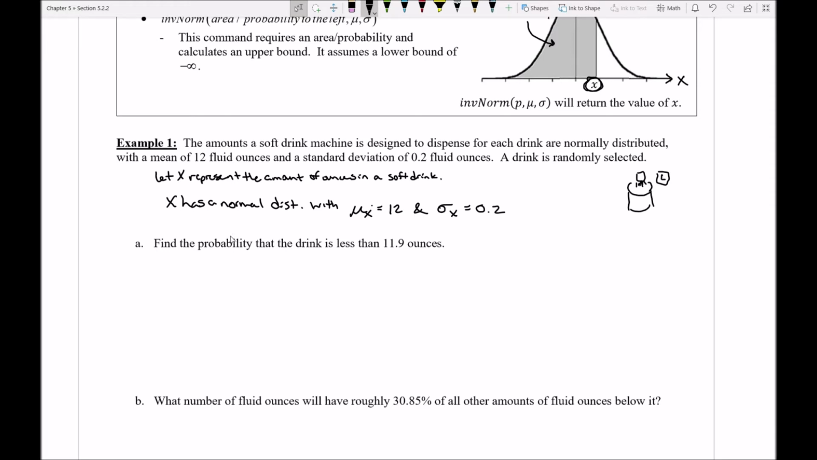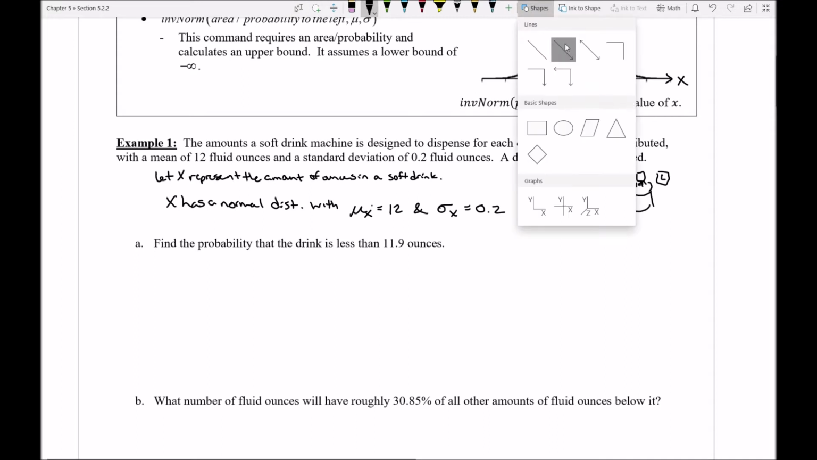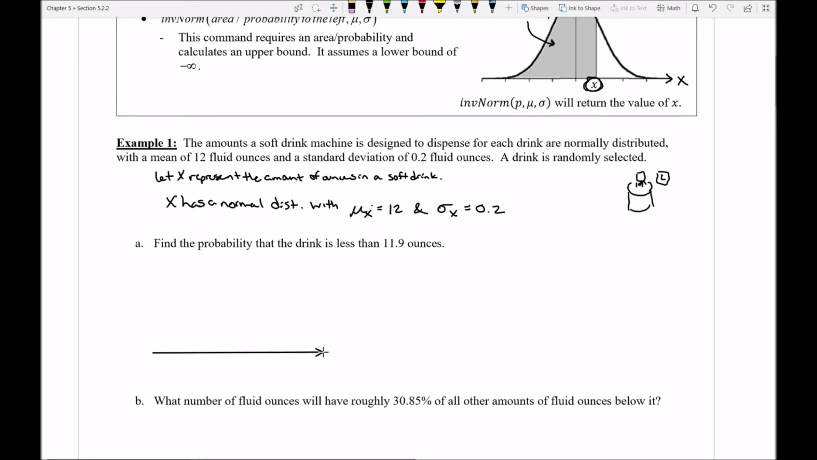Well, let's take a look now at part A. Could I now find the probability that the drink is going to have less than 11.9 ounces in it? Okay, so I have some ways to think about this, and we saw in the last section that it was very helpful to often just draw out a quick picture. I know I have a normal distribution, so I'm going to draw a normal curve.